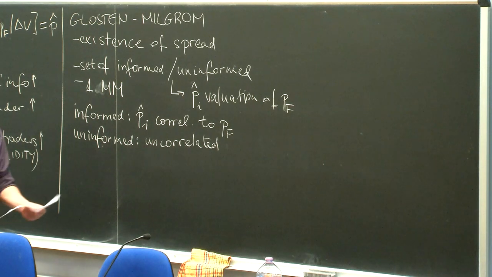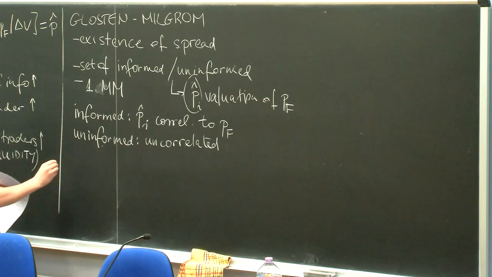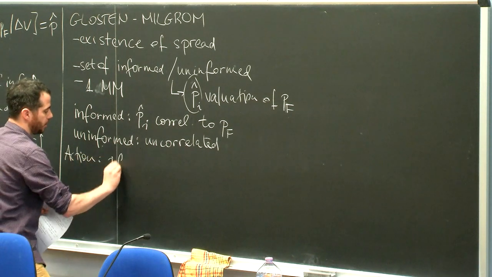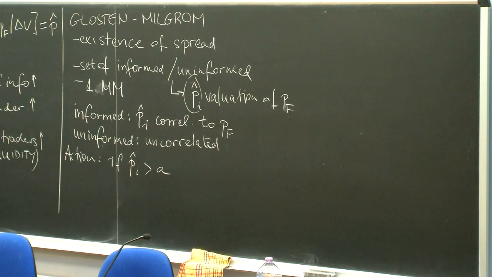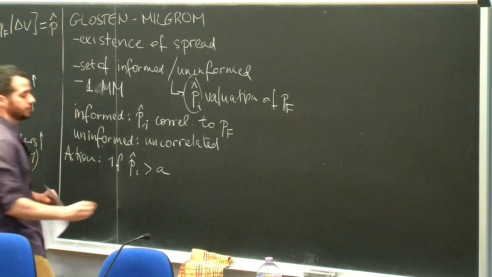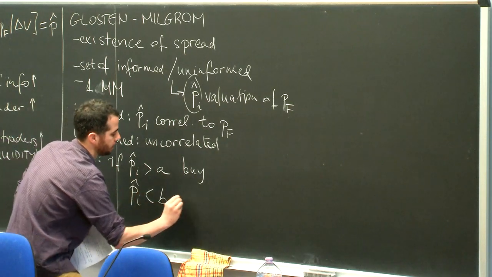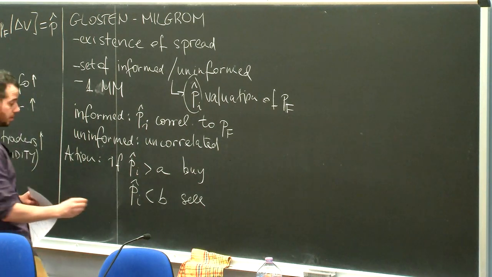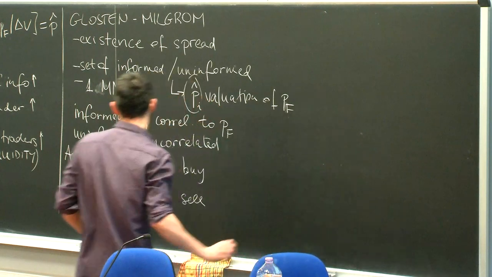And of course, what do they do? They all have this P-hat, and what they simply do is what you would expect. Their action is the following. If P-hat is above the ask price in the market, so if they say, sure, I'm happy to buy at this price or above, then they will buy. And if P-hat is below B, then they will sell. Otherwise, do nothing.